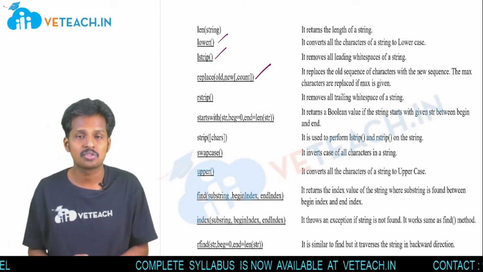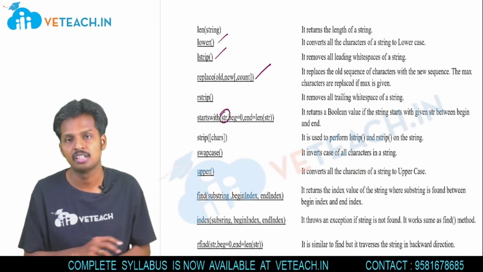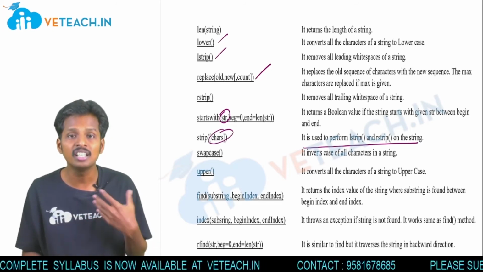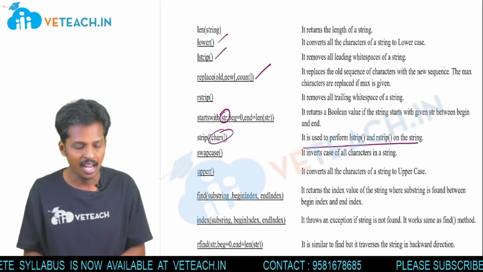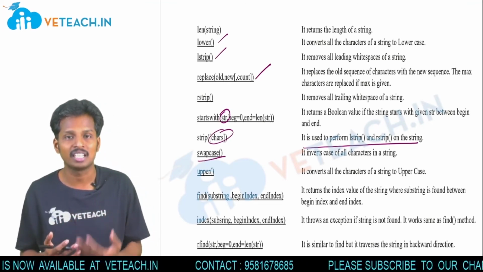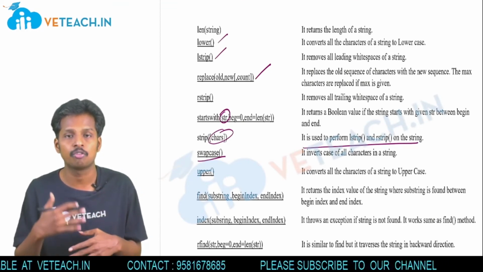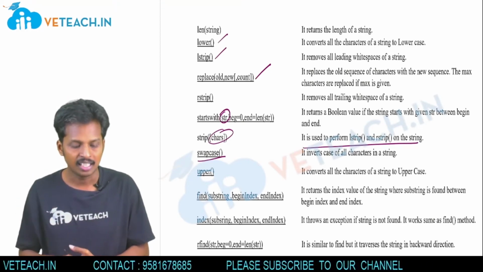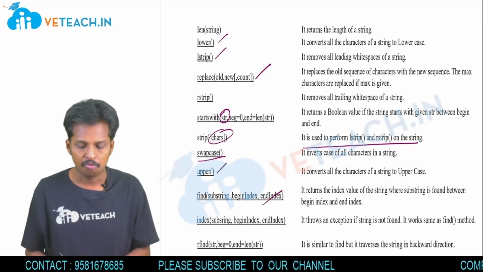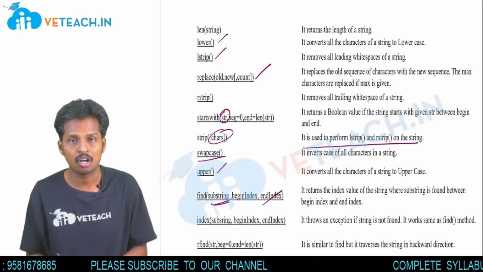startswith is used to check whether a string is starting with the specified string or not. strip is used to perform lstrip and rstrip on the string. It's a combination of lstrip and rstrip. swapcase is used to swap the case without checking whether it's lowercase or uppercase. We can simply write swapcase to convert the case of one string into another case. upper converts the string into uppercase.